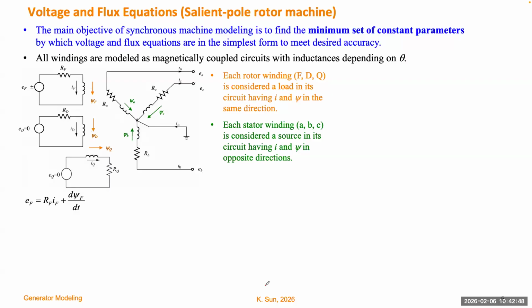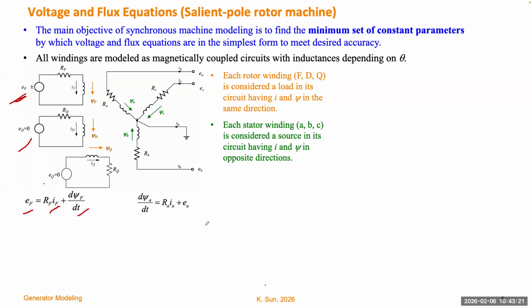So on the rotor side, we use this field winding circuit as one example. On the left-hand side, we have a source voltage. On the right-hand side, we have voltage drop on the resistance, and also voltage drop on the inductance. So this is the single equation. Definitely, if you write the equation for the damper one, that's exactly the same structure of equation. You just change the subscript from F to D or to Q. That's exactly the same equation, same form.